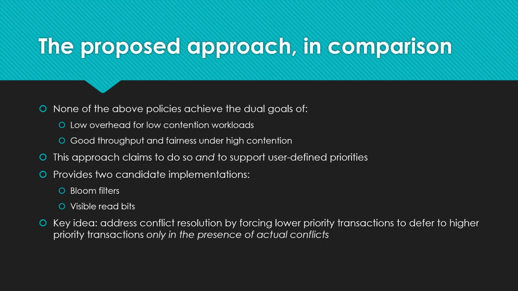Now, the authors of this paper weren't particularly satisfied with any of the previous approaches because none of them satisfied both the goals of low overhead for low contention workloads and good throughput and fairness under high contention. They all seem to specialize in either low contention or high contention, and the authors wanted to address that. Now, they claim to do so and to support user-defined priorities, which is something they felt was necessary for a functional solution, by providing their two candidate implementations of Bloom filters and visible read bits. The main idea here is they want to address conflict resolution by forcing lower priority transactions to defer to higher priority transactions, but only in the presence of an actual conflict. There shouldn't be any yielding whenever there doesn't need to be.